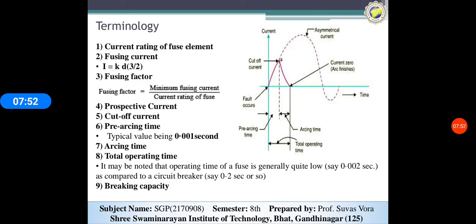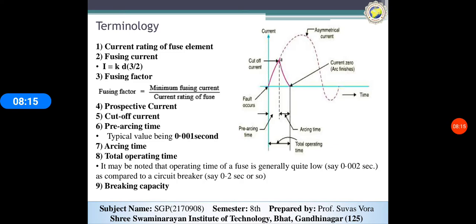Its value is always more than 1. Yes, the fusing factor value is always more than 1, and usually the maximum is 2. Now, the prospective current. What is the prospective current? The fault will normally have a very large inrush at starting.